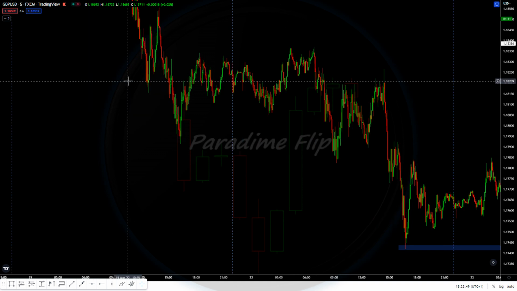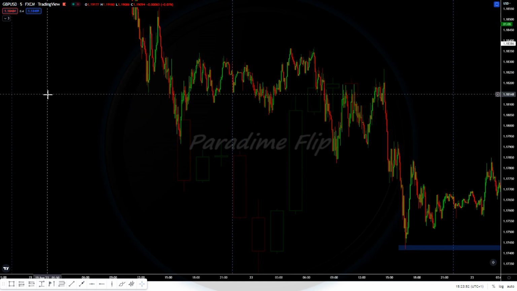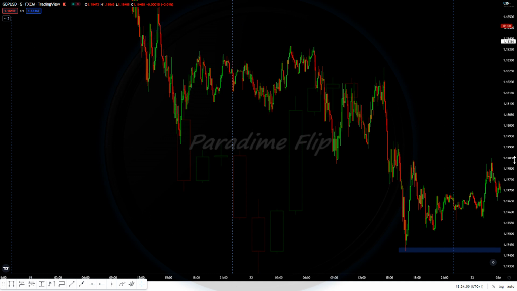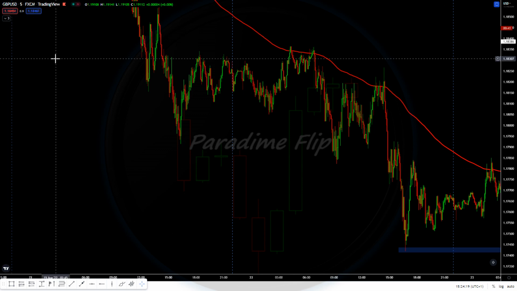Now, the first element that I apply to increase the odds of me getting my direction correct is trend. I'm always going to go with the higher time frame trend, and that itself gives you a probability. To do that, you can simply use a moving average or market structure, or whatever suits you, but anything that tells you the direction of the higher time frame trend, and you want to trade with that.